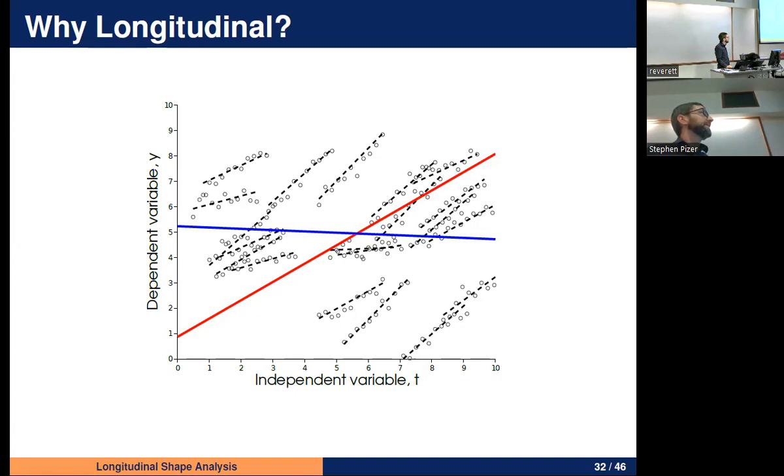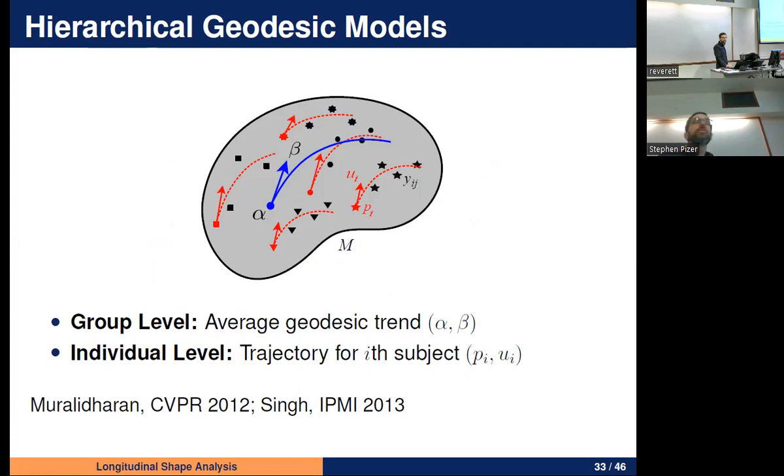Okay, and so very quickly, what we're going to do now to analyze this type of data is look at longitudinal regression models on shape space, on manifolds. And the idea here is that I want to think of this as there is an average trend, but it's an average trend that an individual would have, and each individual is a perturbation of that trend.